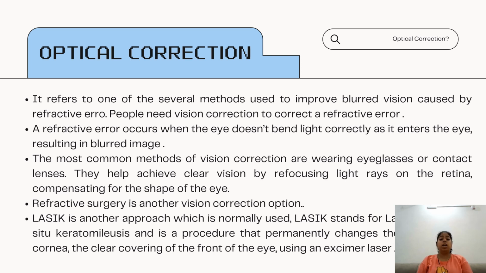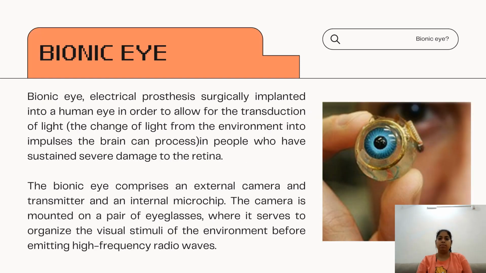Refractive surgery is another vision correction option. LASIK is another approach which is normally used. LASIK stands for Laser Assisted In Situ Keratomileusis and is a procedure that permanently changes the shape of the cornea, the clear covering in the front of the eye, using an excimer laser.